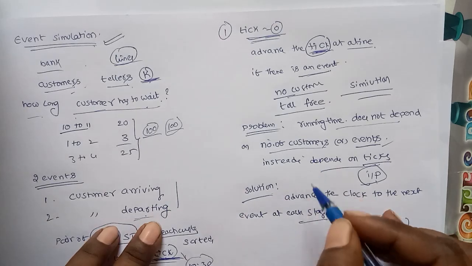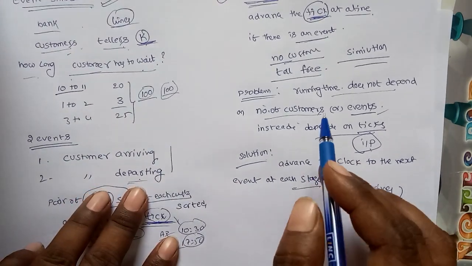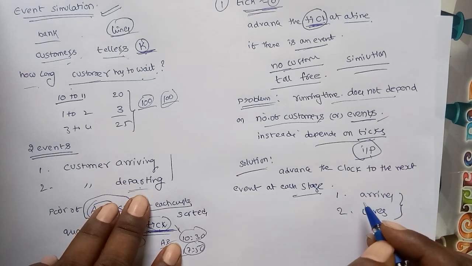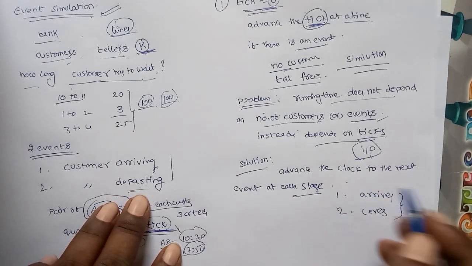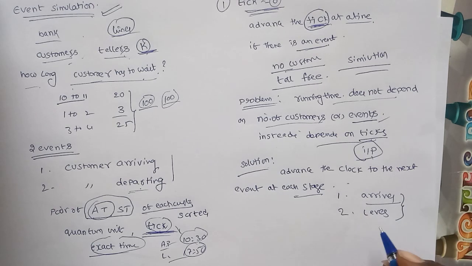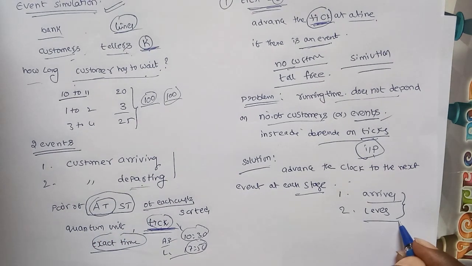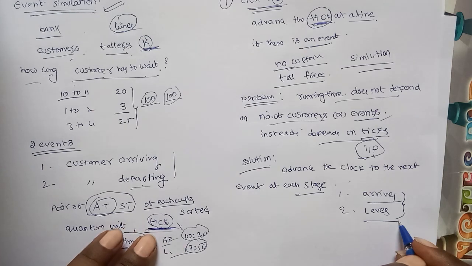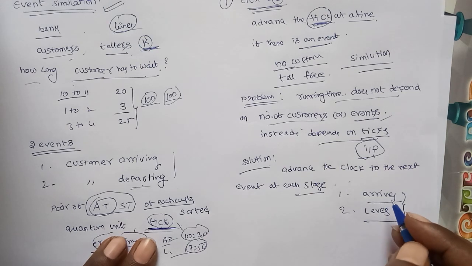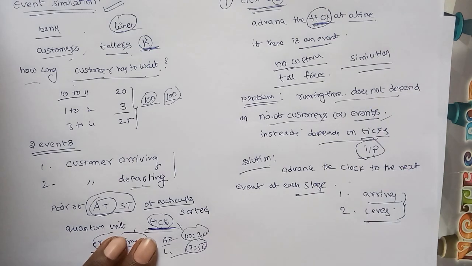But to overcome that problem, I am not incrementing the tick value for every second. I am incrementing the tick value only based on the number of customers. Whenever a customer arrives, I am incrementing the tick value. Whenever a customer departs, I am incrementing the tick value. That means based on these events, we are calculating the number of ticks.